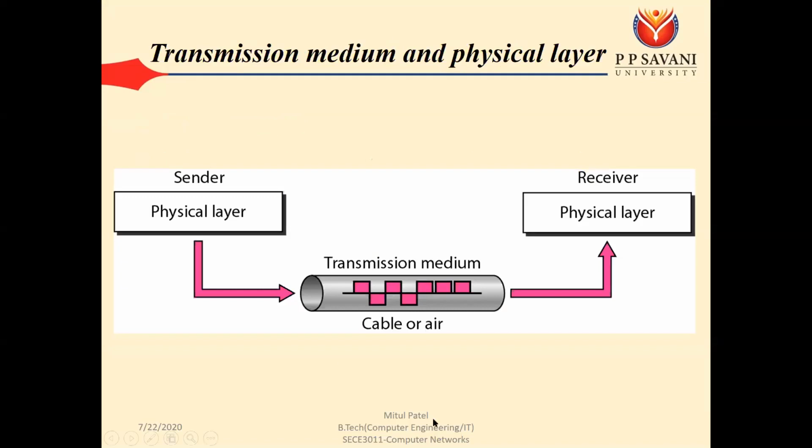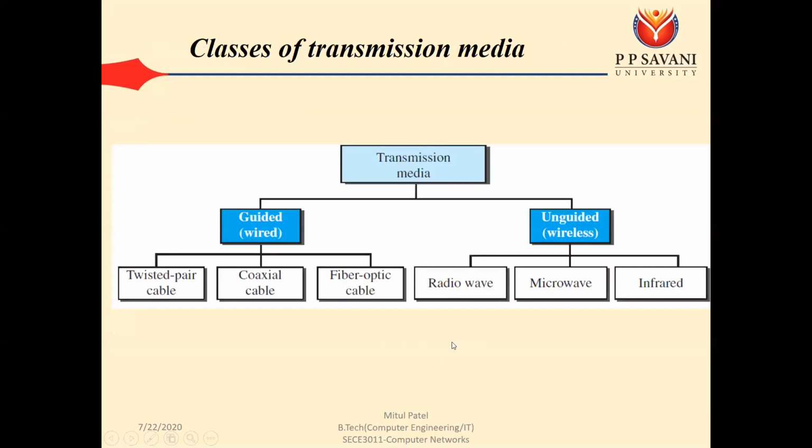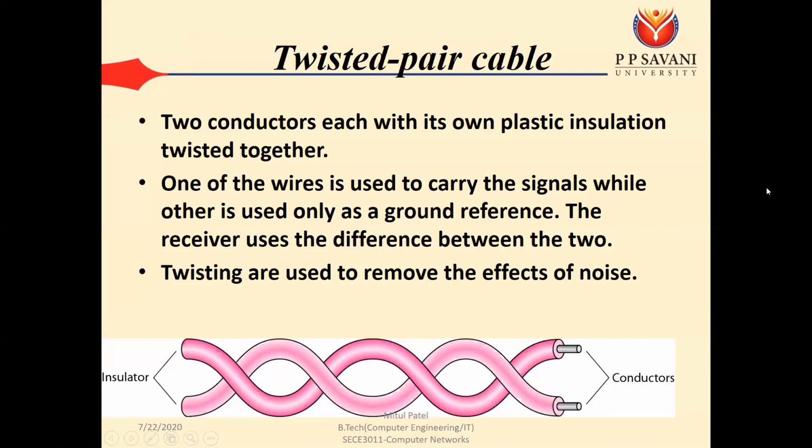So the transmission medium is below the physical layer, and the medium can be cable or it can be air. So transmission medium can be guided or unguided. Guided means wired communication, unguided means wireless communication. In wired communication, we have twisted pair cable, coaxial cable, and fiber optic cable. We have seen this twisted pair cable in our lab experiment. Then we have the unguided side, in which we have different frequencies: radio wave, microwave, and infrared.